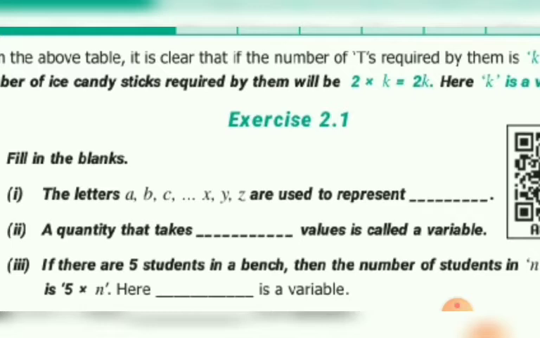If there are 5 students in a bench, then the number of students in n benches is 5 into n. Here, what is the variable? 5 is a constant. Obviously, n is a variable.